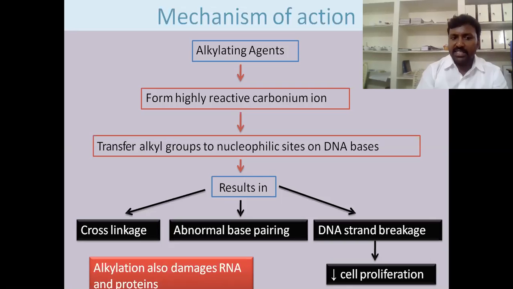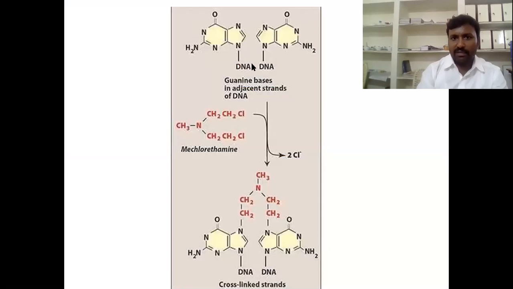So these alkylating agents also damage the RNA and proteins. These carbonium ions bind to the RNA as well as proteins. So this is one of the alkylating agents, mechlorethamine. This is a DNA, okay, these are the DNA base pairs. When it forms the carbonium ion, you see here it binds with the nucleic base. So cross linked strands. This is a DNA base. Okay, so guanine bases. Cytosine and guanine adjacent bases it will form.